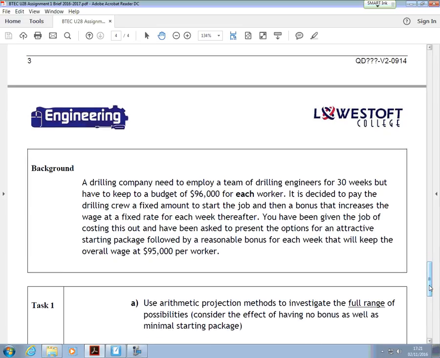Background. A drilling company needs to employ a team of drilling engineers for 30 weeks. They have to keep to a budget of 96 grand for each worker. It's decided to pay the drilling crew, well, it's in a pretty dangerous area, you see, you get paid a lot of money then. They decided to pay the drilling crew a fixed amount to start the job and then a bonus that increases the wage at a fixed rate for every week thereafter. You'll be given the job of costing it out.